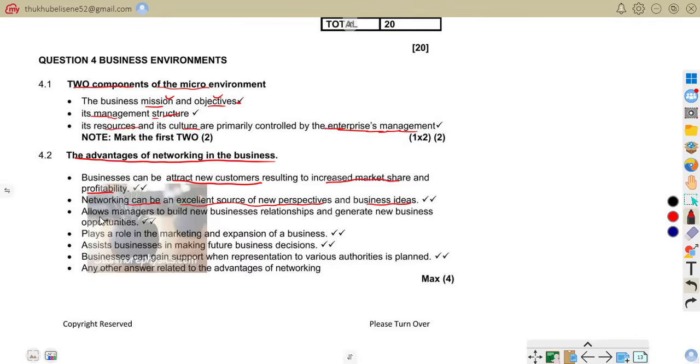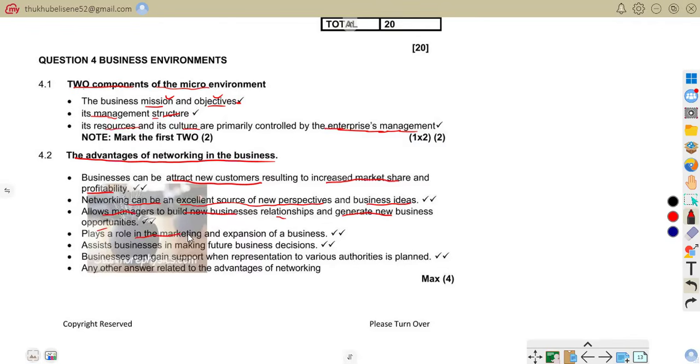Also, it further says it allows managers to build new business relationships and generate new business opportunities. So you build business relationships and opportunities. So it means that strong networks create partnerships and future business opportunities.